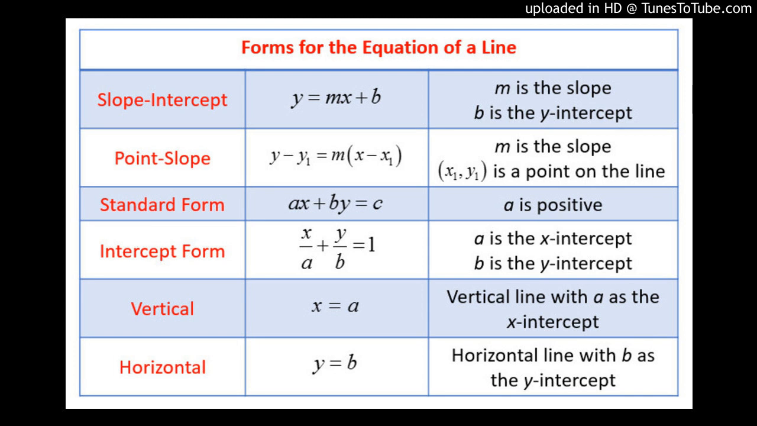Now, if you are given two lines, say the slope of one line is m1 and the slope of another is m2, then these two lines will be parallel if and only if m1 is equal to m2. These two lines will be perpendicular if the product of the slopes is minus 1. Now this we should be aware of.